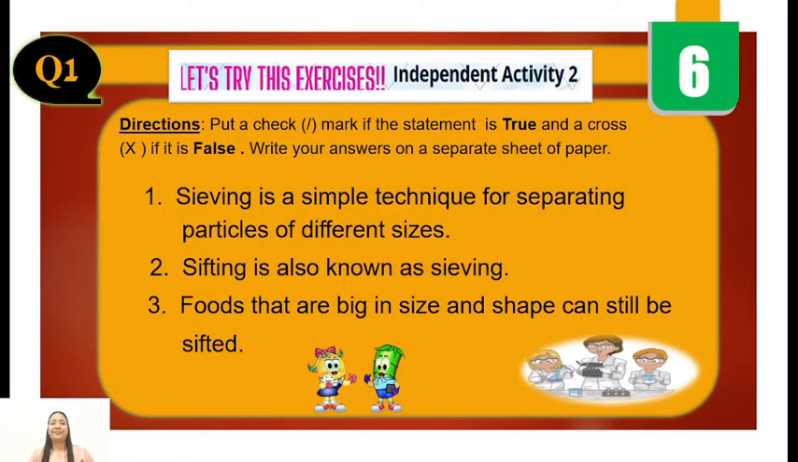Number 1. Sieving is a simple technique of separating particles of different sizes. Check or wrong? Number 2. Sifting is also known as sieving. Check or X?